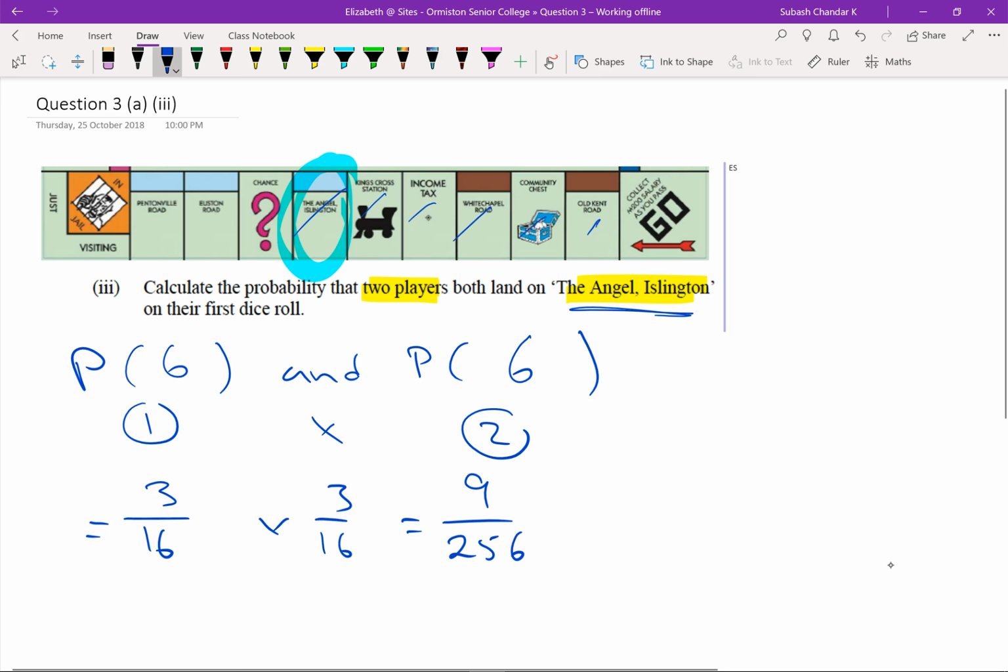Now, that's a multi-step process. Okay, we had to know that we were working out an and probability. So if you're able to just find 3 over 16, then that gets you your U. If you're able to get to 9 over 256, then that gets you an R. Okay?